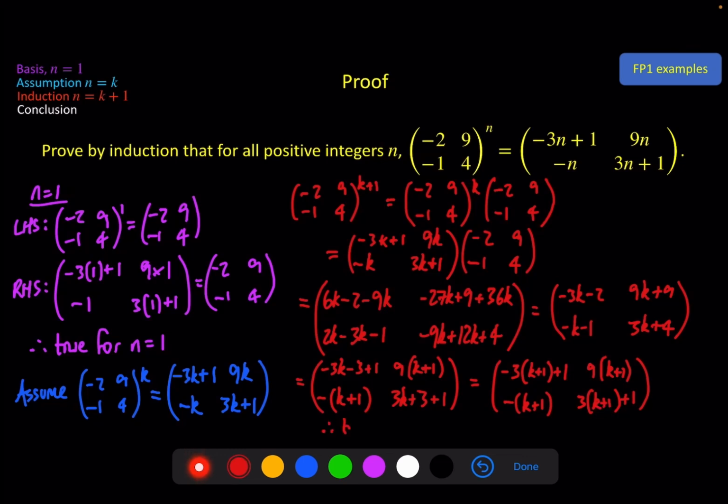Therefore, this is true for n equals k plus 1 if it's true for our assumption when n is equal to k, because as usual we did use that in this process, and that together with our basis means we can write it is true for all n in the natural number set. And there you go.